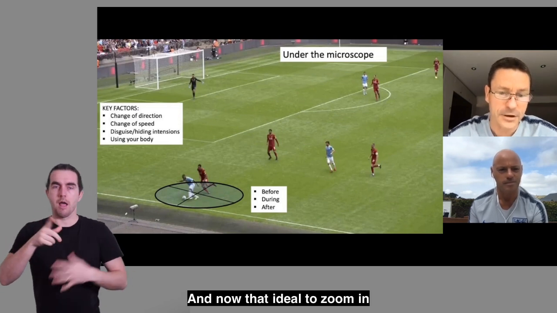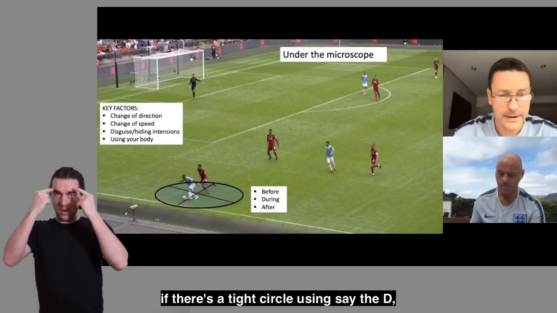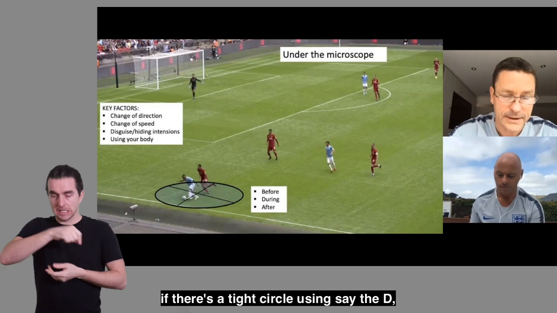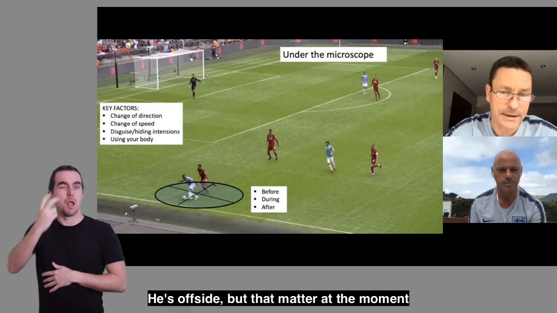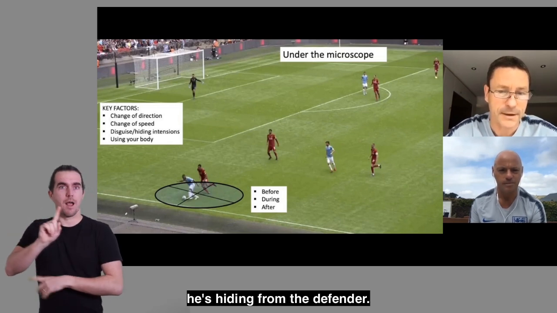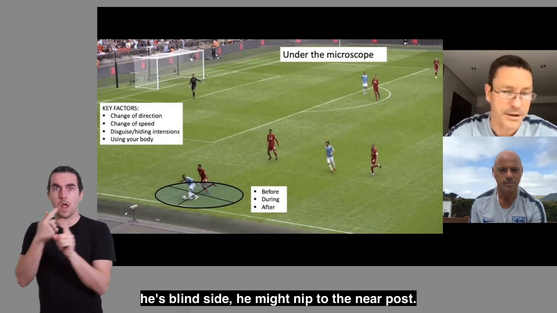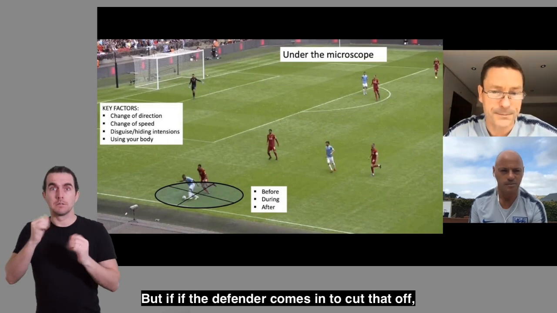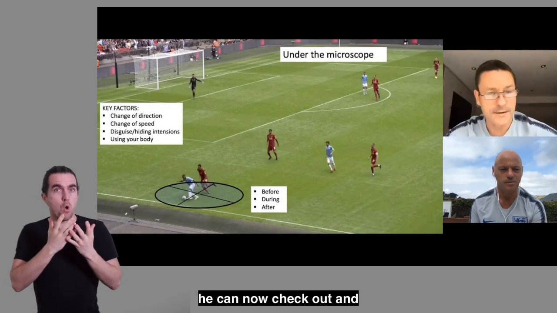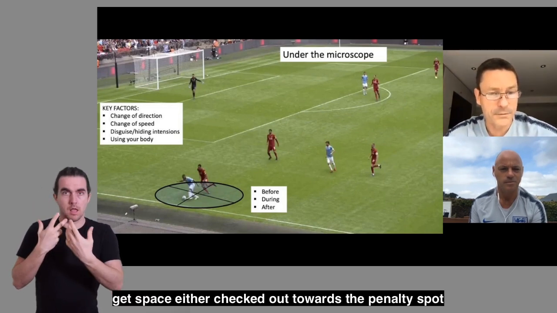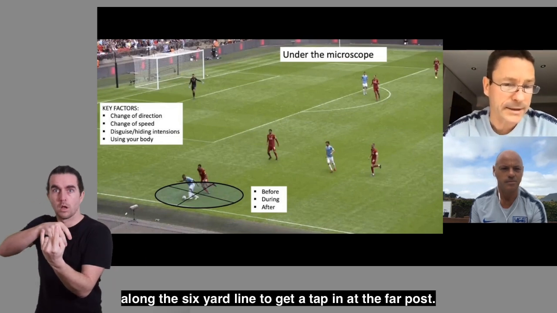And now that's ideal to zoom in with the quadrant off the ball. If in my head I'm drawing a circle around that, if there's a tight circle almost, or using, say, the D as a bit of a guide, then Jesus is blindside. He's offside, but that doesn't matter at the moment. He's hiding from the defender. He's on his blind side, which means as Sterling comes into the box, he's blindside. He might nip to the near post. But if the defender comes in to cut that off, as the defender looks at the ball, he can now check out and get space, either checked out towards the penalty spot, or he might then run back in along the 6-yard line to get a tap in at the far post.